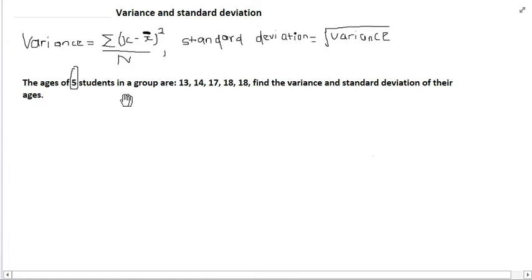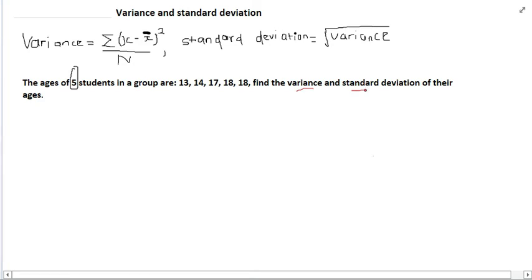All right, then we have this example to start with. The ages of 5 students in a group are 13, 14, 17, 18 and 18. Find the variance and standard deviation of their ages.